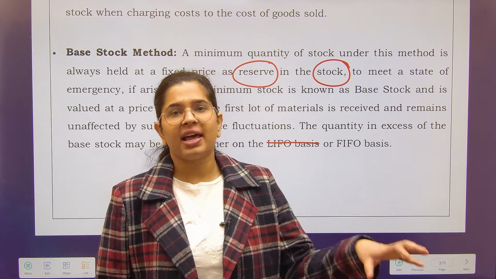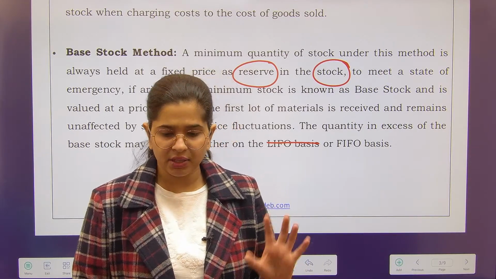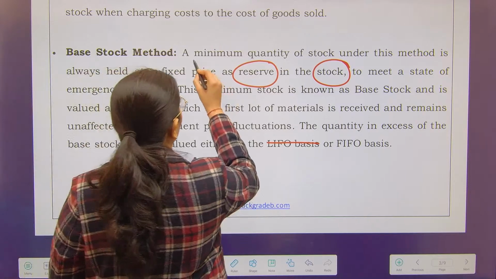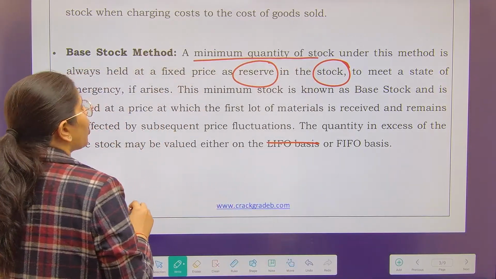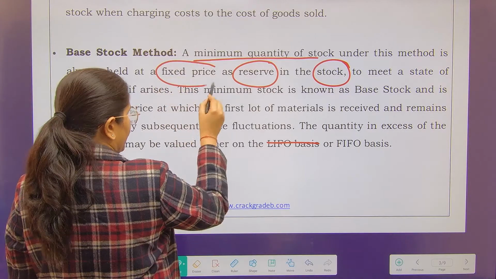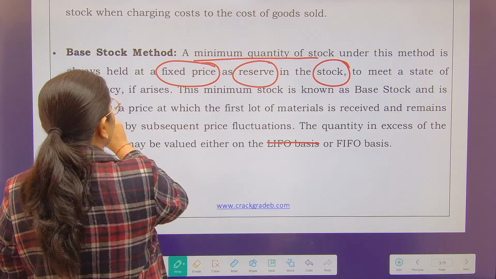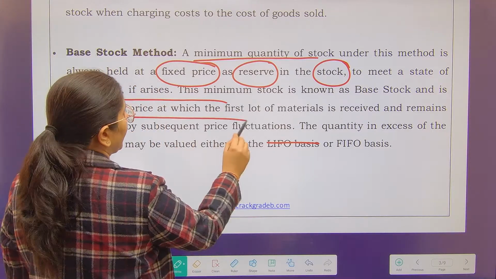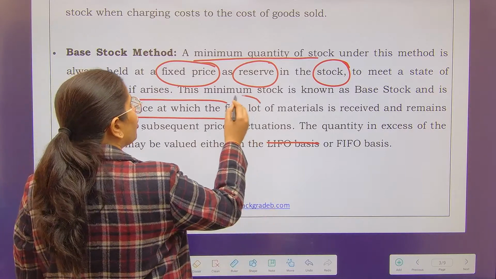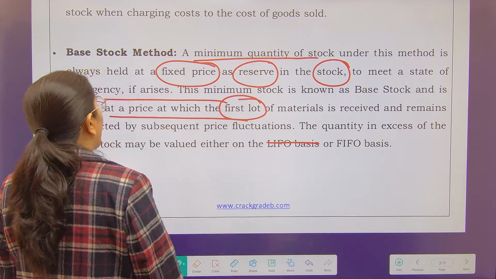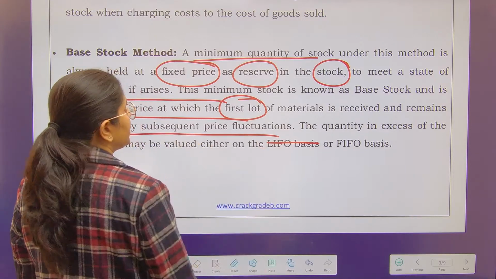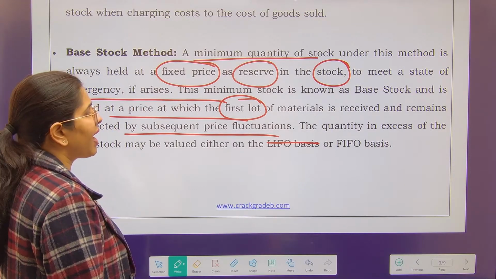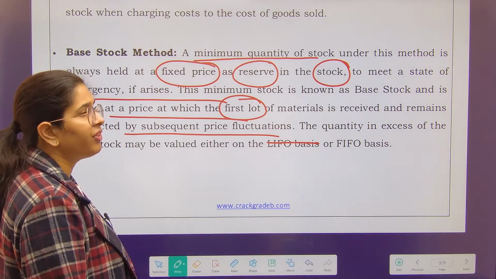Now, what should be the valuation of this base stock? That is what we are going to talk about. The base stock method: this is the minimum quantity of stock, which is always held at a fixed price as reserve to meet a state of emergency. This minimum stock is known as the base stock and it is valued at the price at which the first lot of material is received, and it remains unaffected by subsequent price fluctuation. The quantity in excess of base stock may be valued either on a LIFO basis or FIFO basis.